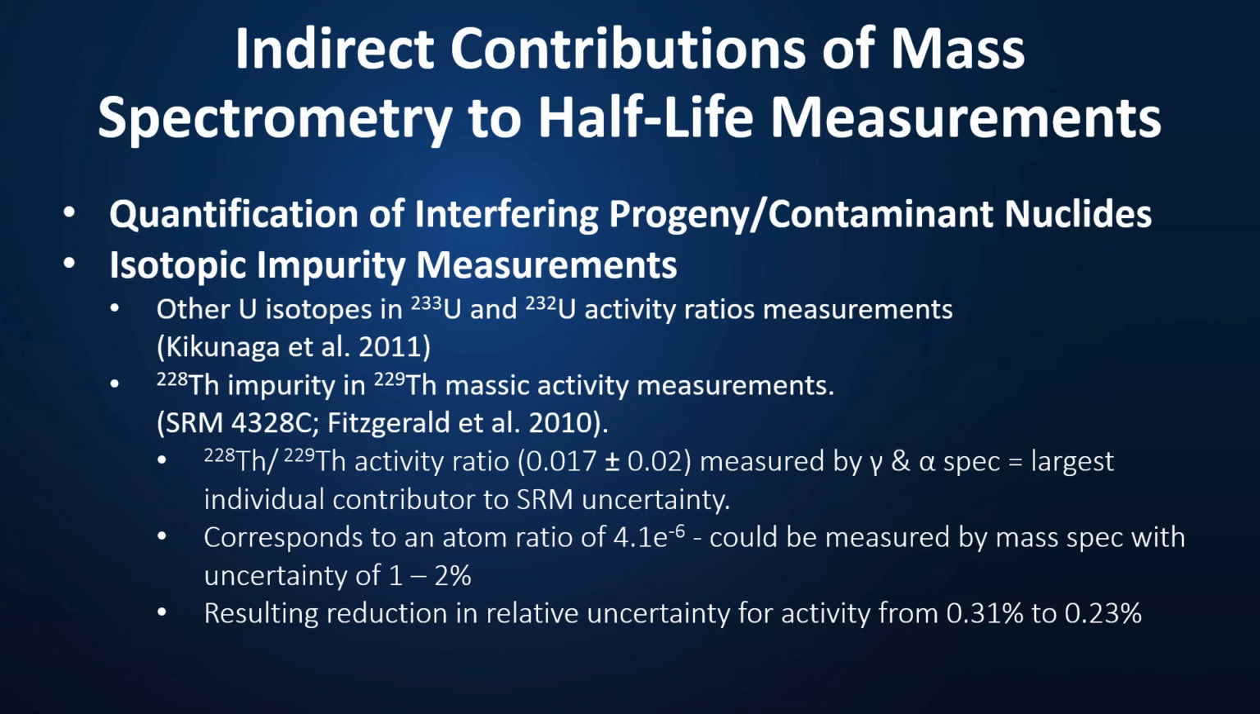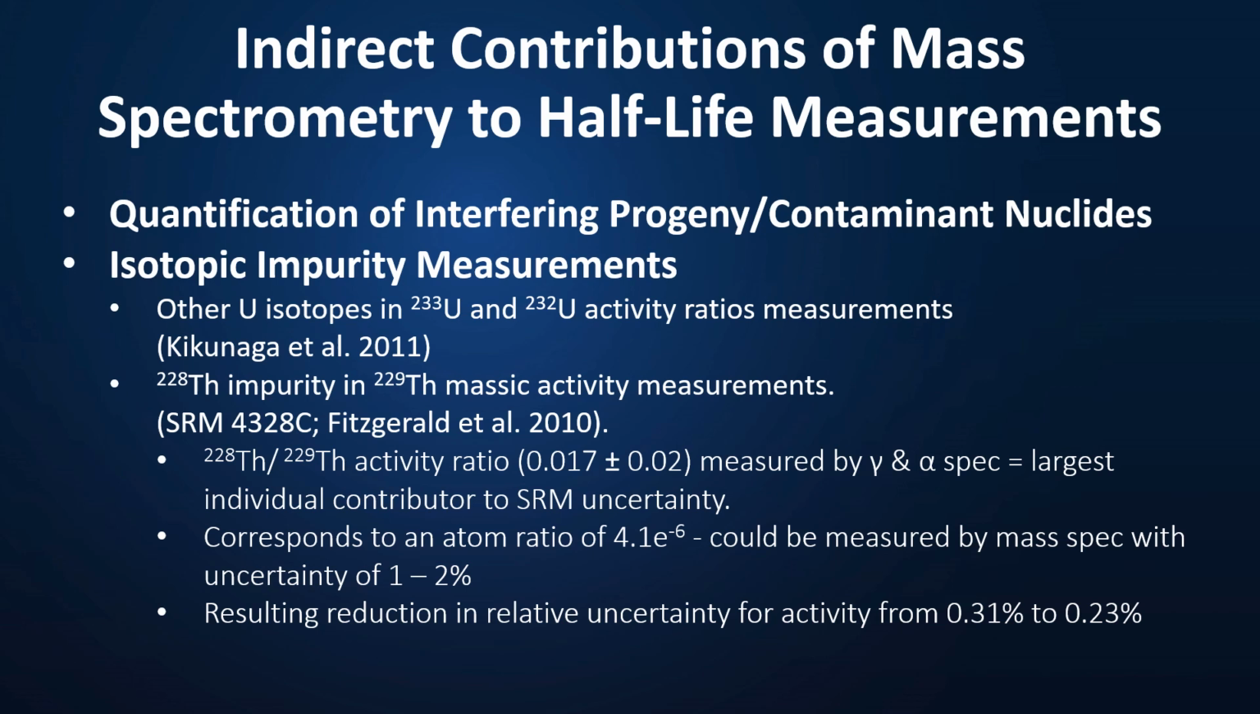In a final example, here's a case where mass spectrometric measurement data were not available but could have resulted in substantial improvements for an activity measurement. When Fitzgerald and others determined the activity concentration for the thorium-229 SRM 4328C, the correction for the thorium-228 activity in the solution was the largest single contributor to measurement uncertainty. For this study, a thorium-228-229 activity ratio of 0.017 was measured. This corresponds to an atom ratio of 4.1 parts per million.